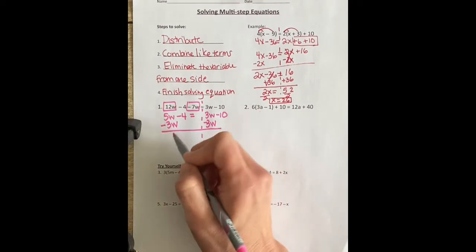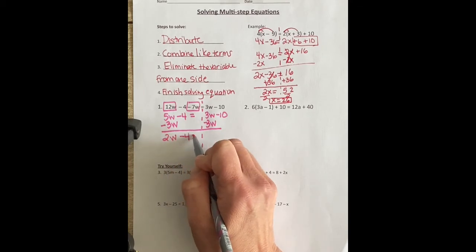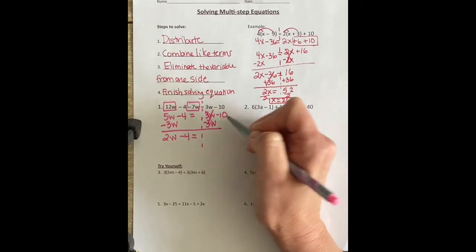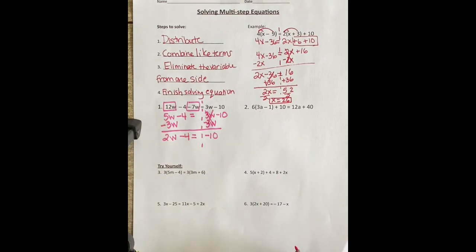5W minus 3W is 2W. Bring down my minus 4 equals, on my right side, the 3W's are now eliminated, and I'm left with a negative 10 because there's a negative sign in front of it. So now we just want to finish solving the equation.